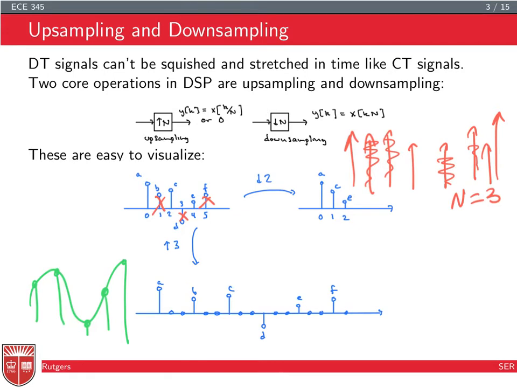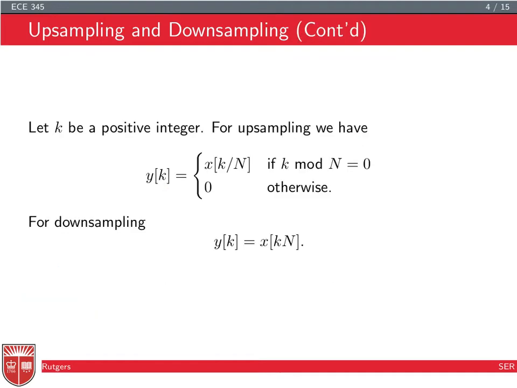Since upsampling is a stretch of the signal, y of k, the upsampled version, is x of k divided by n, and in the downsampled version, y of k is x of k times n. And here I have written in more detail the formulas for the upsampled and downsampled signals. If you're a little bit confused, I can do a little example to show you why.